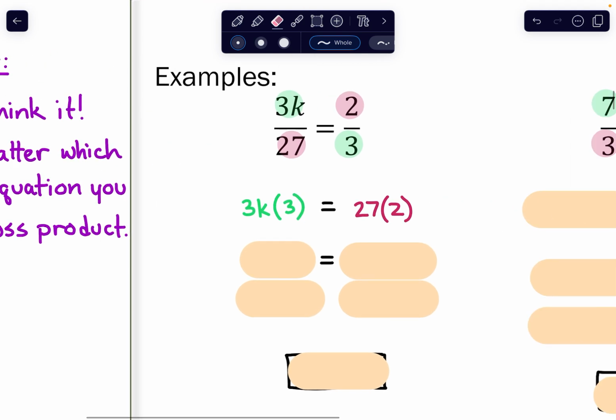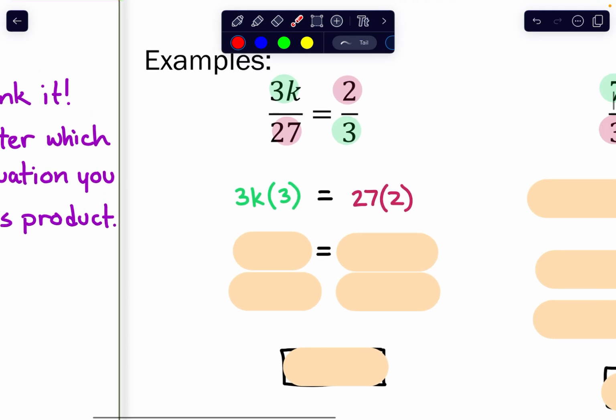I could just as easily put 27 times 2 on the left over here, and I can put 3k times 3 over here. We'll still get the right answer. It doesn't matter if you get 9 equals k or k equals 9. I think the answer is 6 now that I'm looking at it. But yeah, it doesn't matter which side you put them on. You can put them on either side, you'll get the same answer.